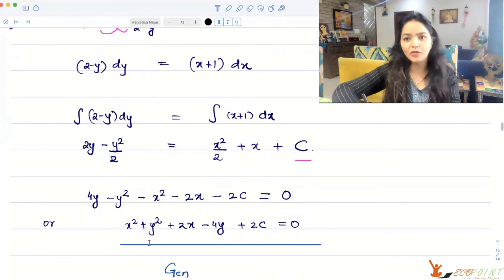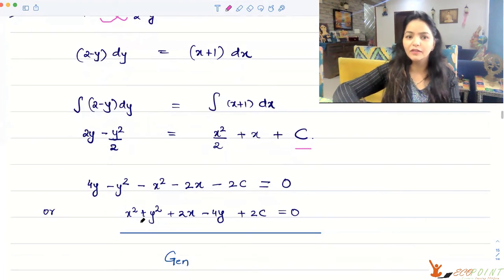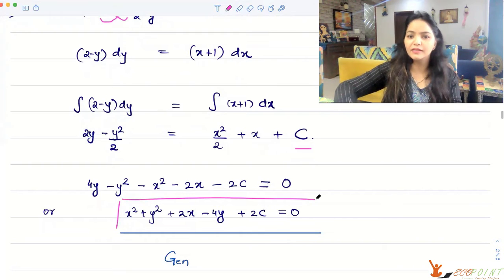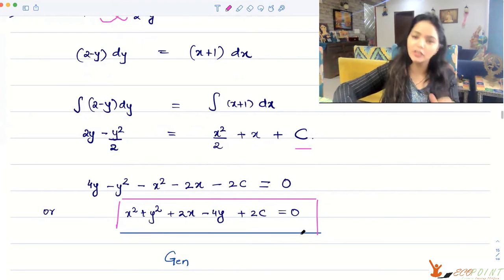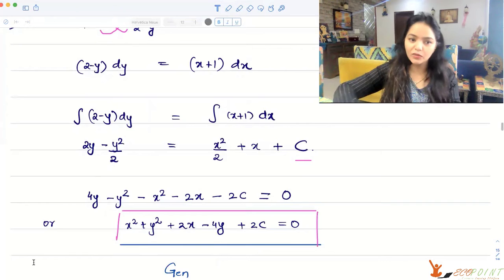This becomes your general solution of the differential equation that you have. So the differential equation that we have must be getting solved by this kind of a curve. That's what it basically means. This kind of a curve is solving that kind of a differential equation. It's a general solution to that differential equation.